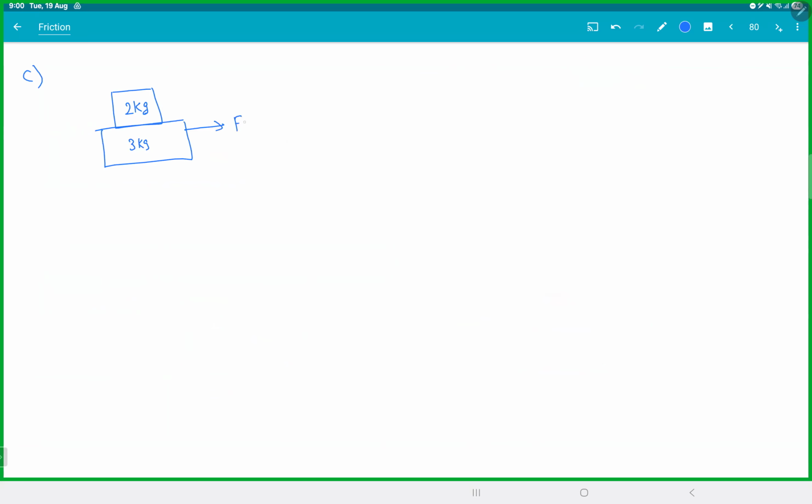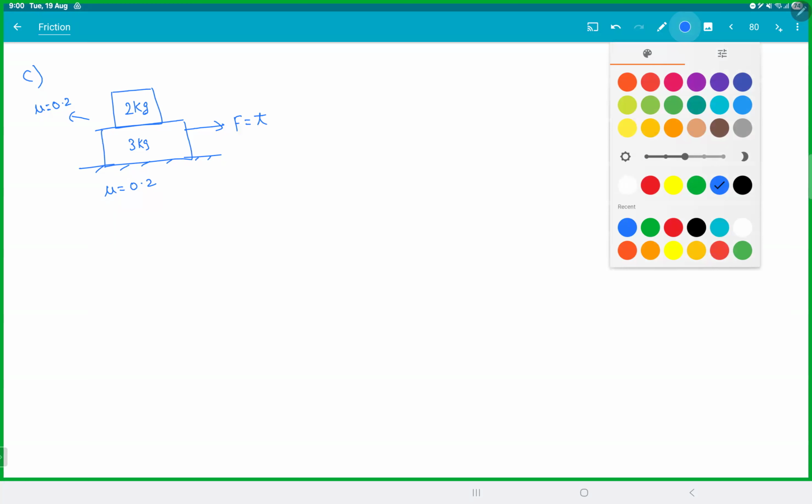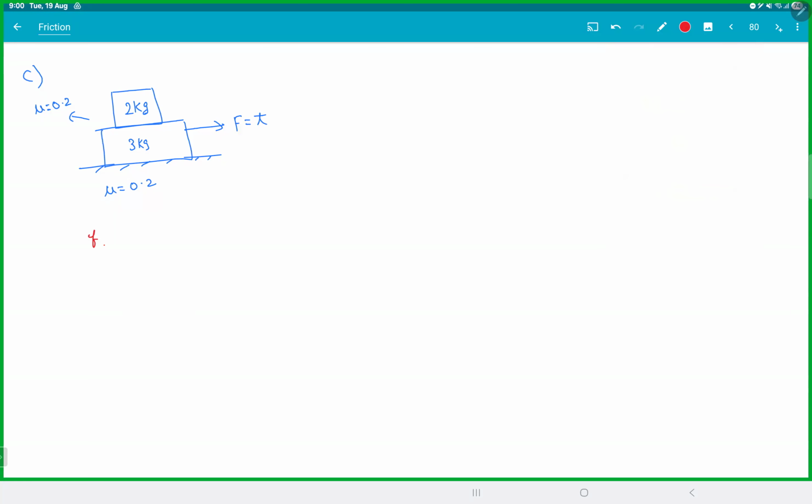3 kg, this is F is equal to T. This is 0.2 and 0.2. Now this is different from the previous problem a bit. When T is equal to 0, force is 0. Let's first look at the friction on the ground. What is the maximum friction between the ground and the 3 kg block? That will be mu into N ground, which is 0.2 and the normal reaction is 50, meaning this is 10 newtons.